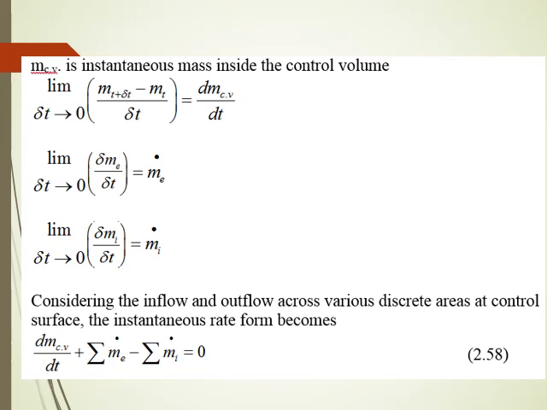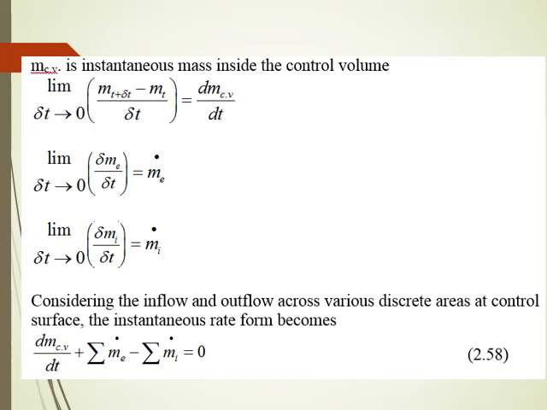Now, considering the inflow and outflow across various discrete areas at the control surface, the instantaneous rate form becomes dmCV/dt plus the integration of all the outflowing mass streams minus the summation of all the inflowing streams, because there may be certain discrete areas through which the substance is entering the control volume. So that is why we have put the summation sign.